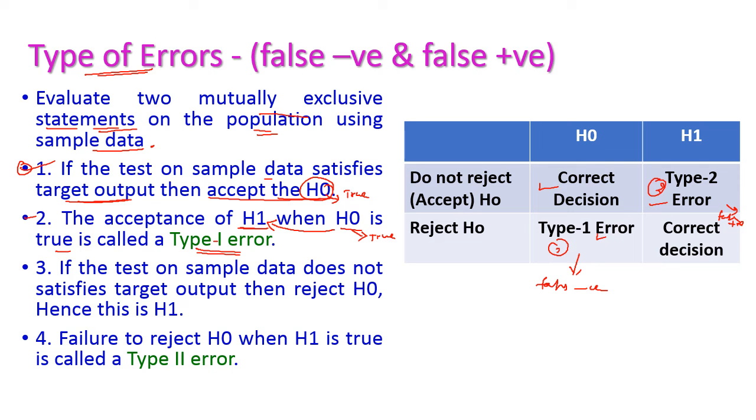Okay. And the third one is if test on sample data does not satisfy the target output, then we can easily reject the H naught. Hence, the result is H1. Okay. So, this is the correct decision, that is we can reject the H naught. And the last option is failure to reject H naught when H1 is true, which is called as type 2 error. Okay. This is the type 2 error.